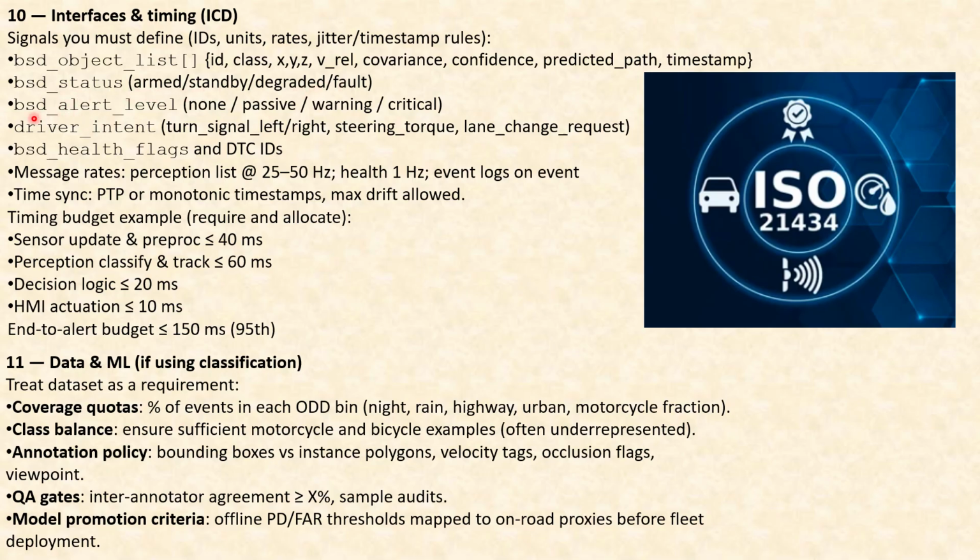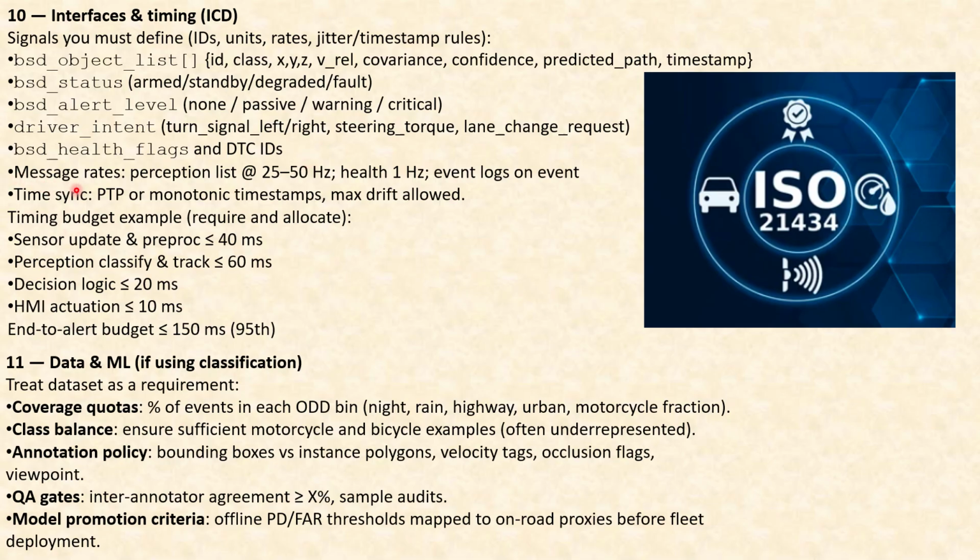And when it comes to BSD alert level, there are 4 levels: first is none, then passive, warning, and critical. And when it comes to the driver intent, these are the various things that need to be considered: the turn signal, left or right, the steering torque, lane change request, and BSD health flags and DTC IDs.